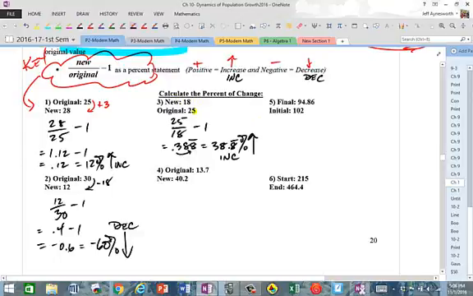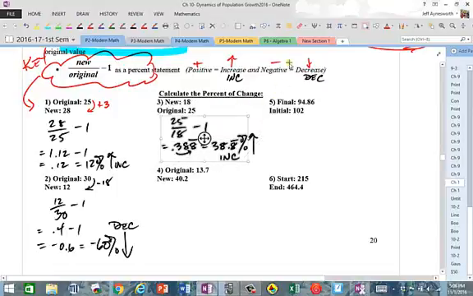New is 18, original is 85. Oh, man, I switched it on myself. So it's 18 divided by 25. I need to backtrack. Okay, you got to read carefully, which I did not. So I need to scratch this. Okay, so let's do that.